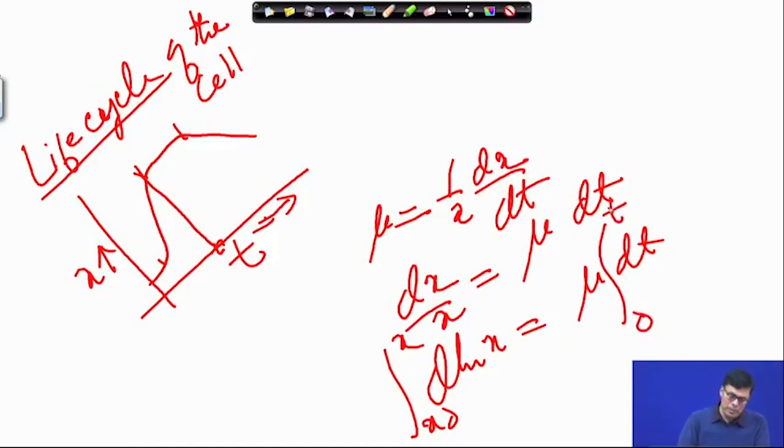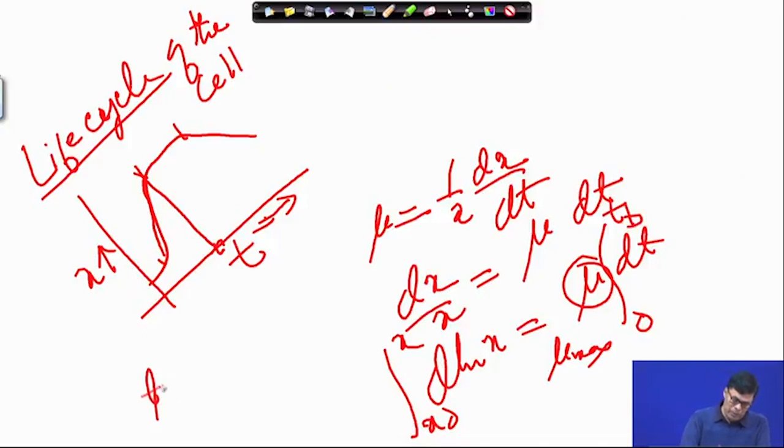Now, one thing here we can assume: they are saying that after the end of the log phase, that is the cell mass concentration, then the stationary phase starts. We can assume mu equal to mu max, the maximum growth rate of the cell, which occurs in the log phase. So, if you assume that, then the situation is very simple. We can write this is the T batch process.